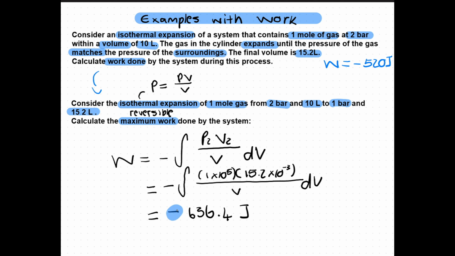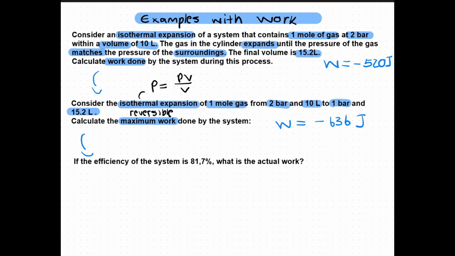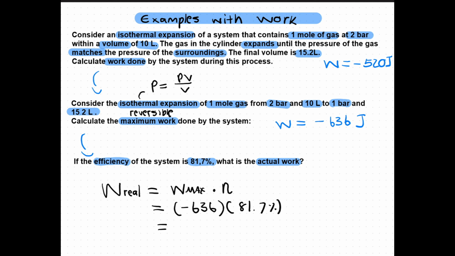And once again, we can see that the work is negative, indicating an expansion process. Then they ask, if the efficiency of the system is 81.7%, what is the real work? Since this is an expansion process, we need to multiply with the percentage. We plug in our values and get a negative work of 520 joules.